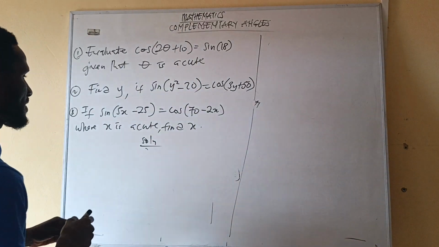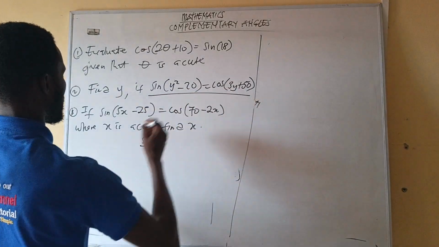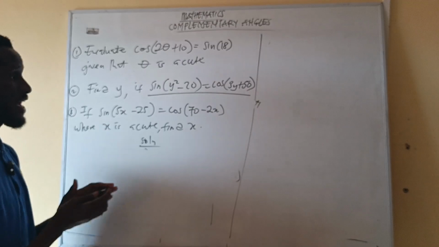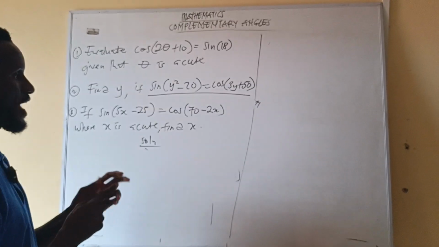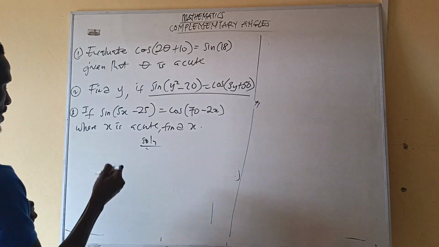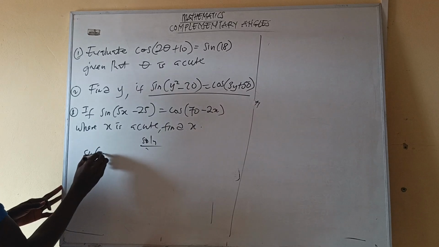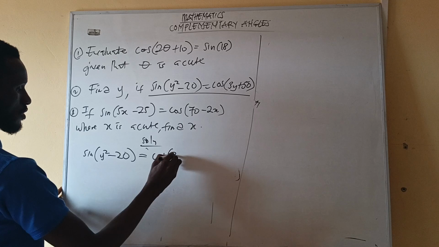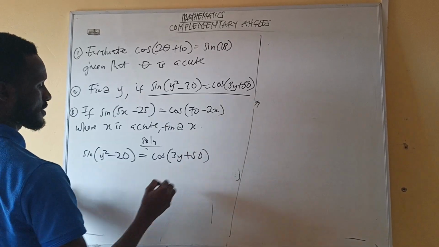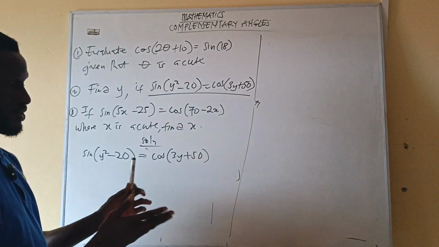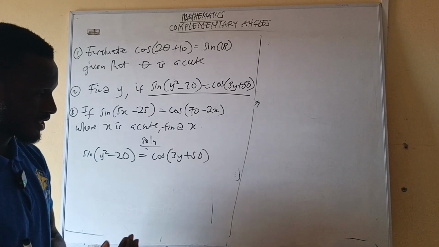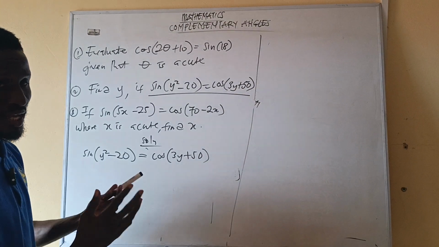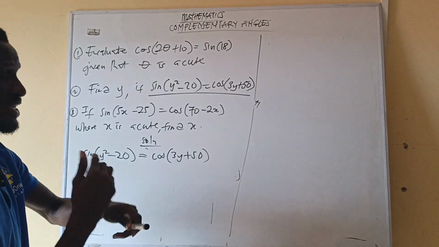Now, with the same concept, question number 2, we have this. Don't forget that x and y are acute angles. So we have sine of y squared minus 20 equal to what? Cos of 3y plus 50. Now, it depends on the method you want to use, right? Which method should I use? I can use either the first method or the second method. Now, let me use the first method. After that, I'll use the second method too.